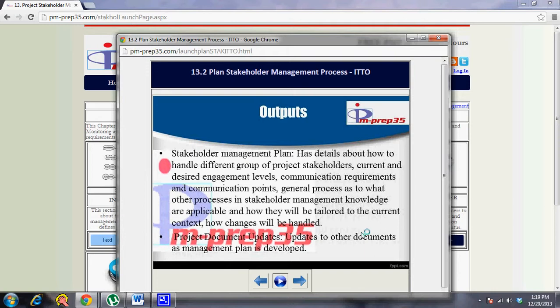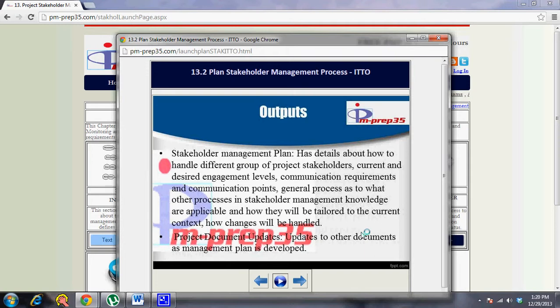So the stakeholder management plan is an output of the plan stakeholder management process. It has details about how to handle different groups of project stakeholders, current and desired engagement levels, communication requirements and communication points. When will you communicate? Probably in different milestones. What will you communicate? What kind of information will you communicate? What is the impact when you communicate certain information, and how will you handle such impacts are all part of your communication management plan. It has the general process as to what other processes in the stakeholder management knowledge area are applicable and how they will be tailored to the current context, how changes will be handled.